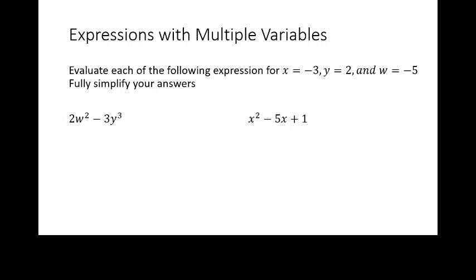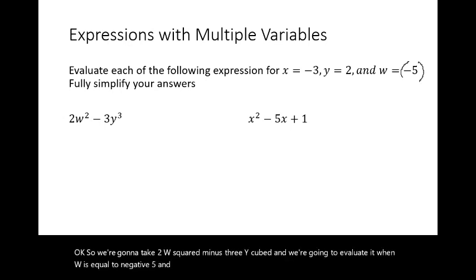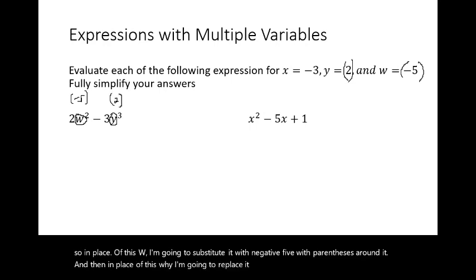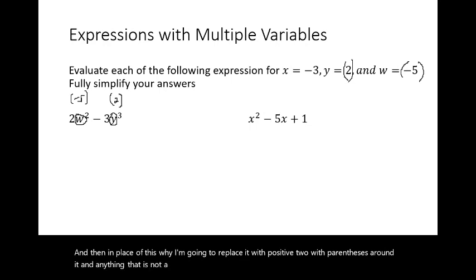Okay, so we're going to take 2w squared minus 3y cubed, and we're going to evaluate it when w is equal to -5, and you absolutely need parentheses here, and when y is equal to 2. So in place of this w, I'm going to substitute -5 with parentheses around it. And then in place of this y, I'm going to replace it with +2 with parentheses around it. And anything that is not a w or a y needs to be left alone and left exactly where it is. So I'm going to leave this 2 completely alone.